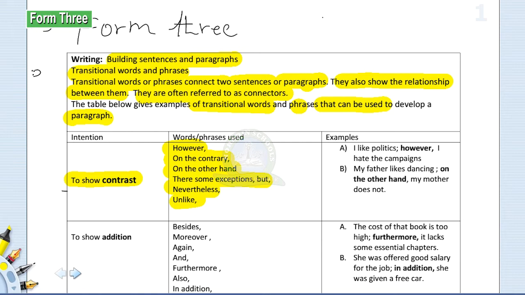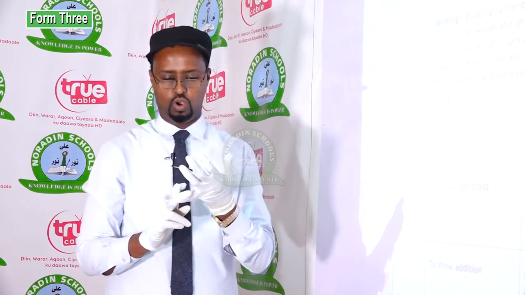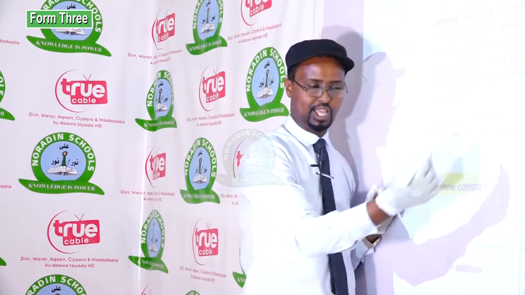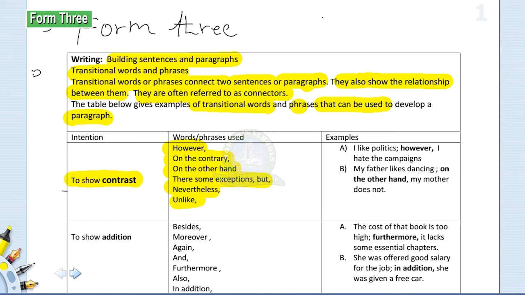These are really very important to use in different situations or with different ideas. So these are known as what? Words to show contrast. I'm advising you, whenever it comes to speaking or writing, when you are contrasting something, you don't have to always use one word over and over again, like however. You had better use these words: sometimes say however, or say on the contrary, or on the other hand, or there are some exceptions, but nevertheless and unlike. These are really very good, because in exams, examiners always look at how you use the linking words. So they are very, very important. This is when you are contrasting.